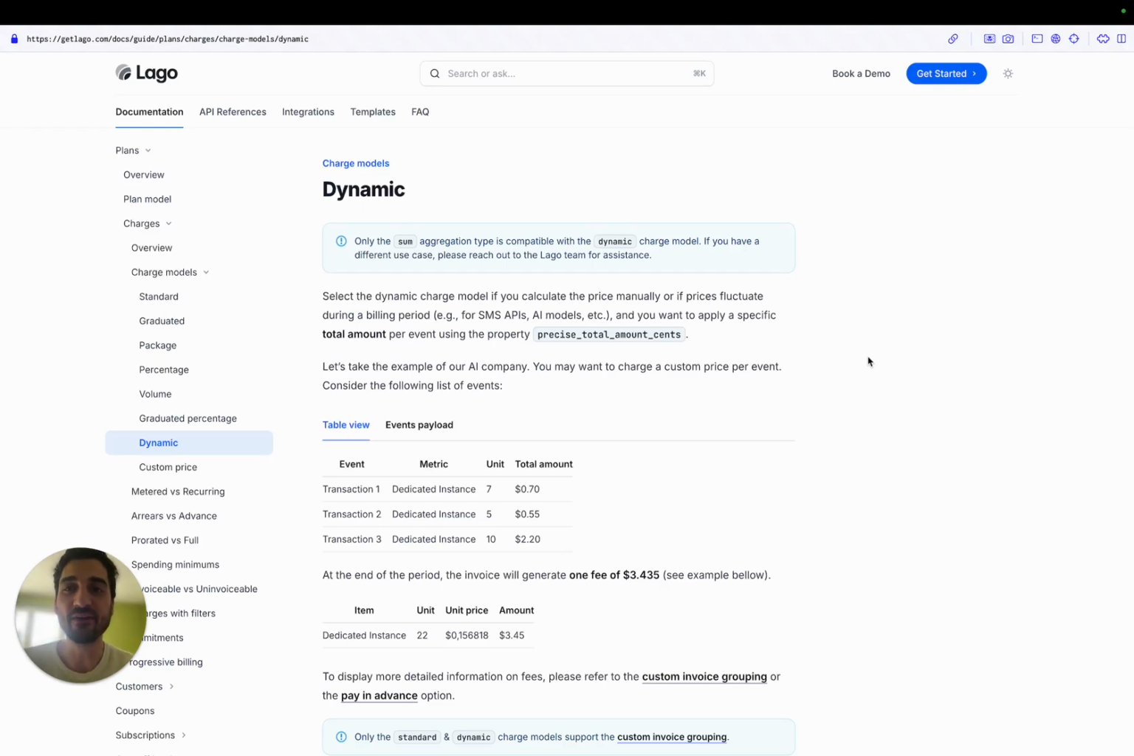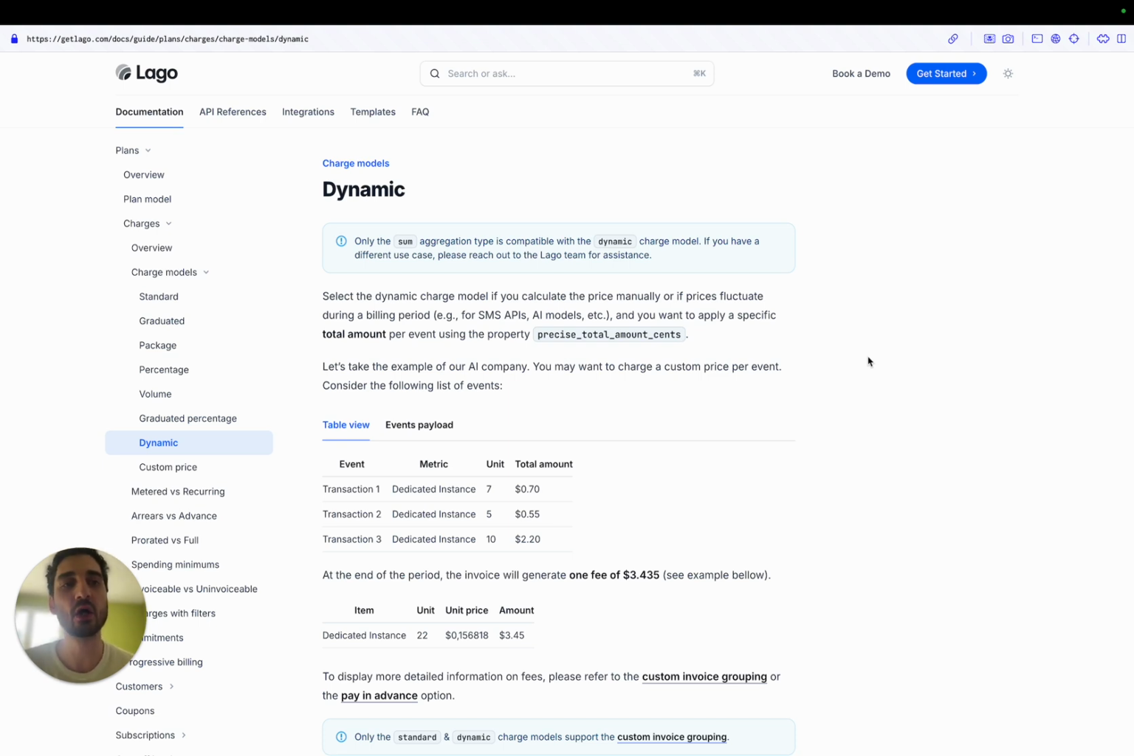Today, we are releasing a new feature called dynamic pricing. And this dynamic pricing is very useful if the prices you apply to your customers are evolving over time and are fluctuating during a service period. So I'm going to give you a few examples.